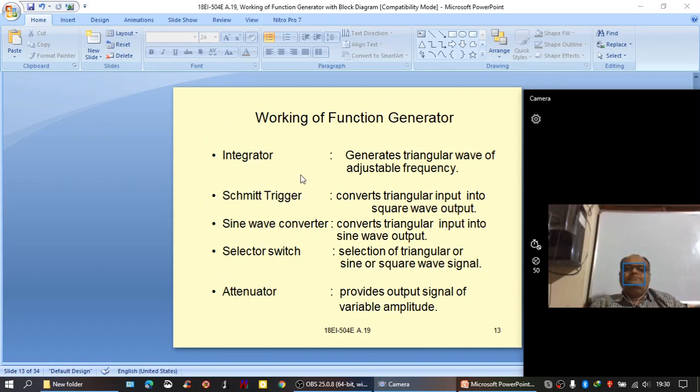Here, the integrator generates a triangular wave of adjustable frequency. Then the Schmitt trigger converts the triangular input into a square wave output. The sine wave converter converts the triangular input into a sine wave output. The selector switch is used for selecting one among the three types of outputs, that is sine wave, square wave or triangular wave, to give it to the attenuator. And the attenuator provides an output signal of variable amplitude.